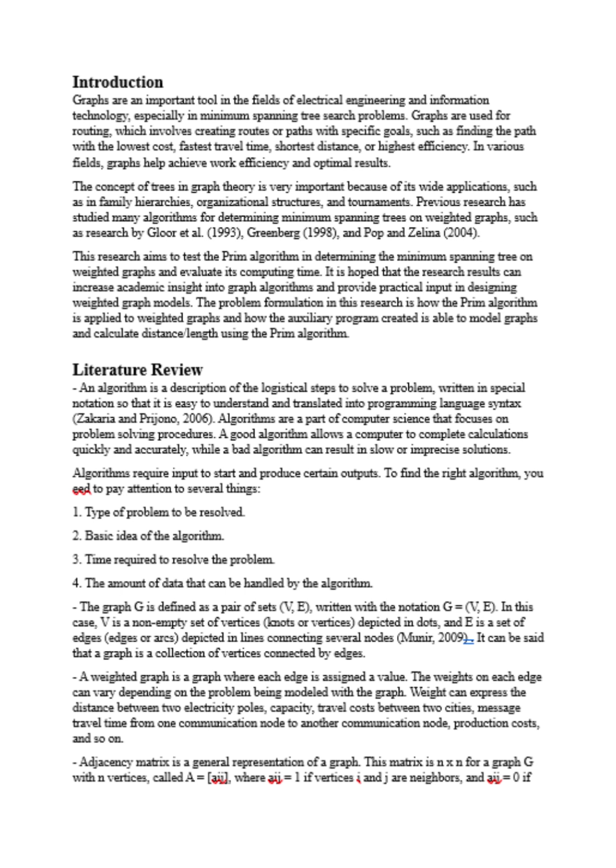The graph G is defined as a pair of sets, V, E, written with the notation G equals (V, E). In this case, V is a non-empty set of vertices, nodes or vertices, depicted in dots, and E is a set of edges or arcs, depicted in lines connecting several nodes. Munir, 2009. It can be said that a graph is a collection of vertices connected by edges.